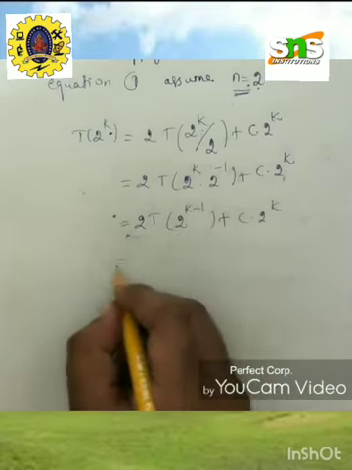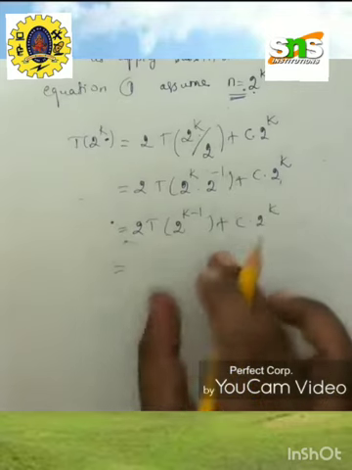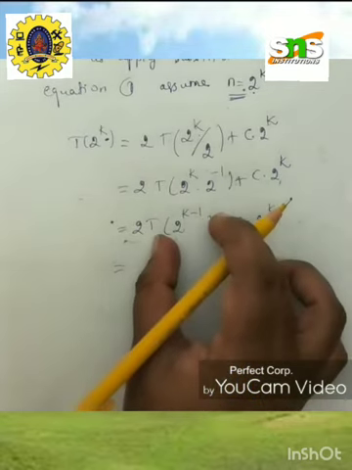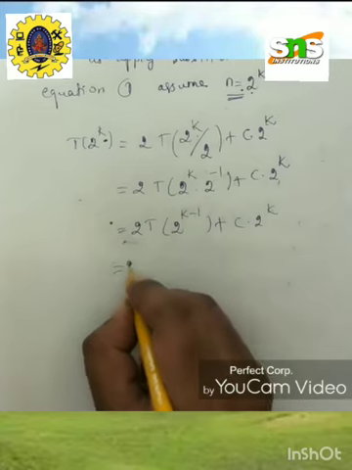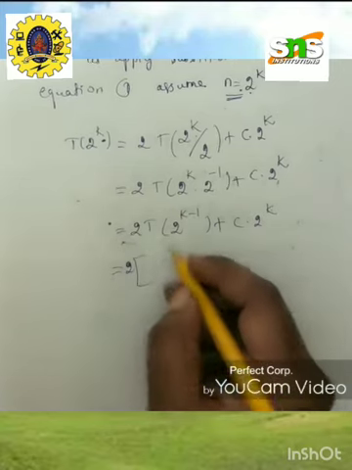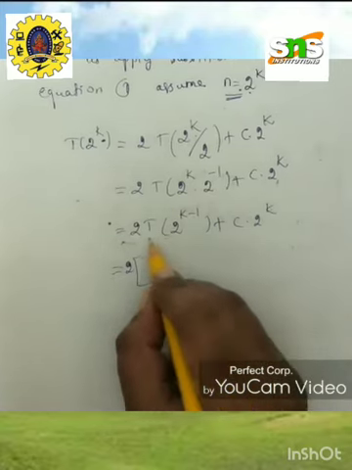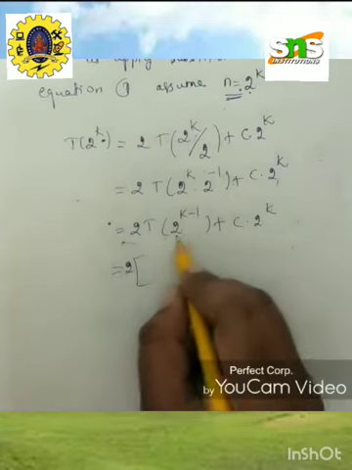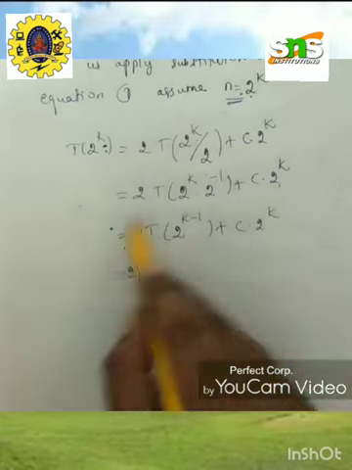So I am going to write it as the previous term for this, T of 2 power k minus 1. Keep this outside. I want to write it for 2 power k. For 2 power k, I am writing this whole term.